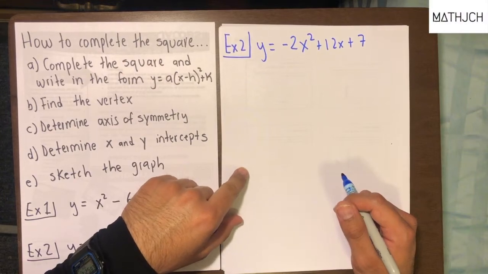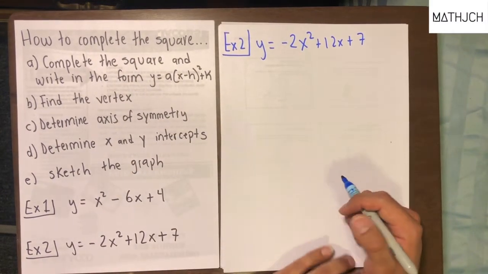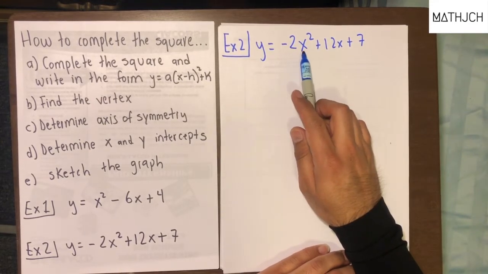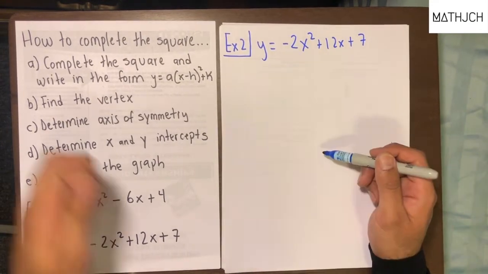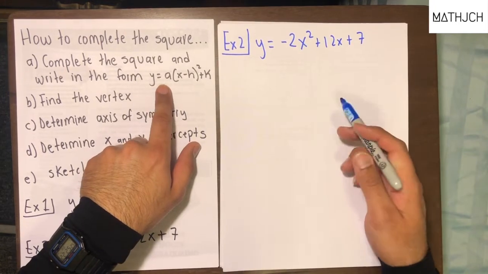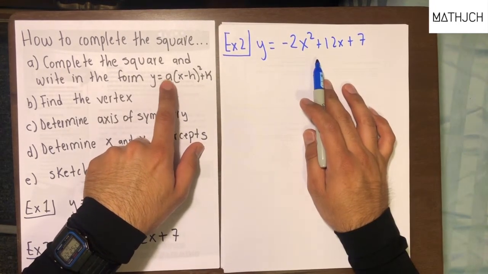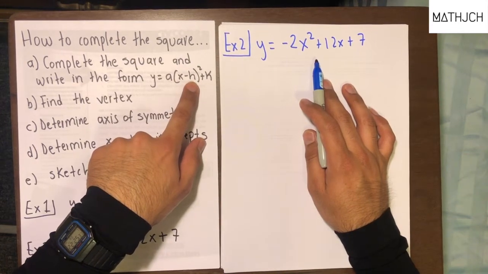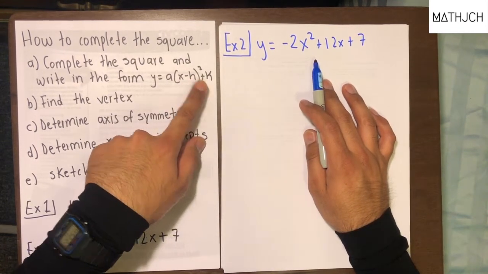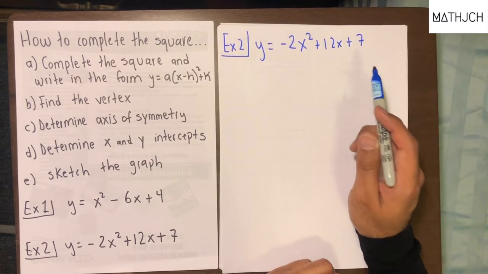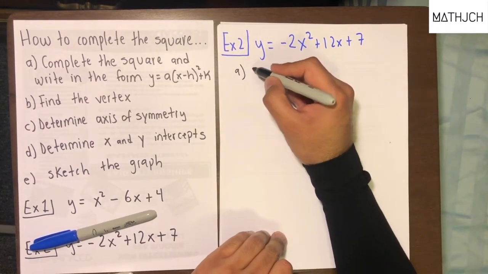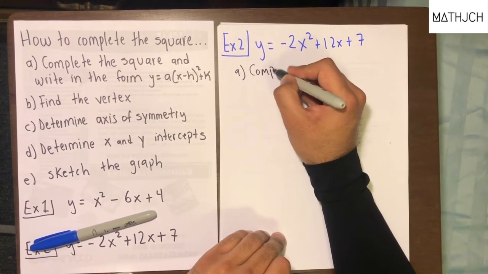For our exercise or example number 2, we have a function that starts with a negative in front of the x squared. Part A asks us to rewrite this in this format with some number a, x minus or plus some number h, power 2 plus k. That means that we're going to complete the square. So let's go with part A, which is completing the square.